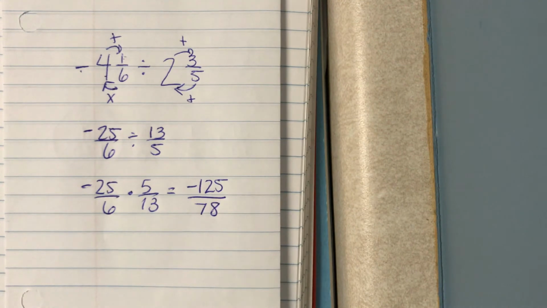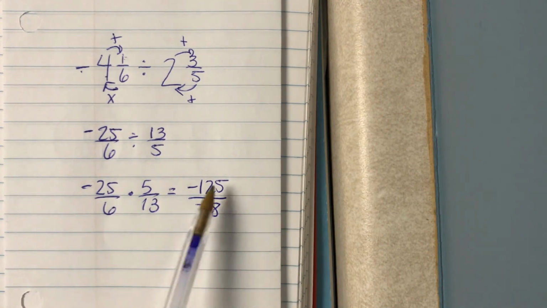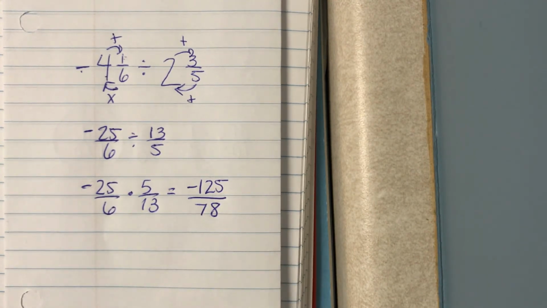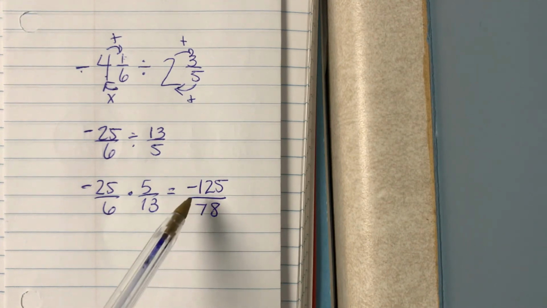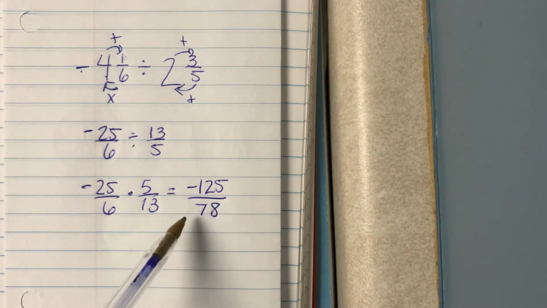Okay, so I got negative 125 over 78. So now I need to simplify this because it is an improper fraction and I want my final answer to be a mixed number. So I need to figure out how many times 78 goes into 125. So I know 70 times 2 would be 140. So just using estimation, 78 can only go into 125 once.